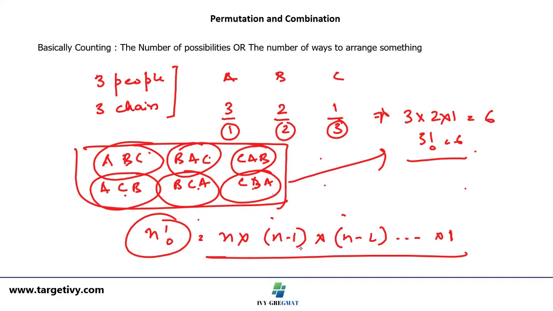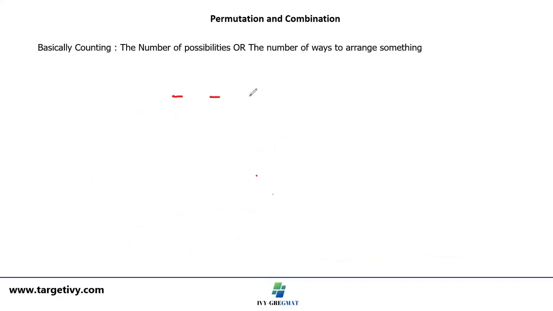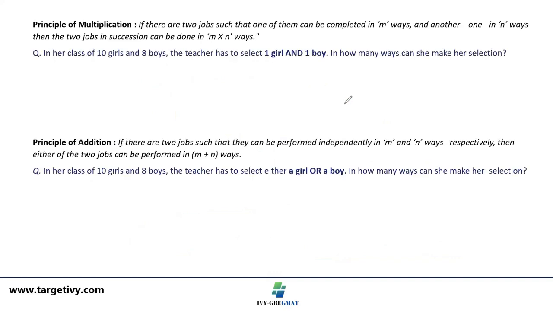So it's basically that we are counting. If there are 3 chairs, how many options can fill here, fill here, fill here, and we multiply. So that raises the question of why we are multiplying, why not adding, etc. Let's delve a bit further. We'll realize this is so important. Why this principle of multiplication? If there are 2 jobs, such that one of them can be completed in m ways, another in n ways, then the 2 jobs in succession can be completed in m multiplied by n ways.